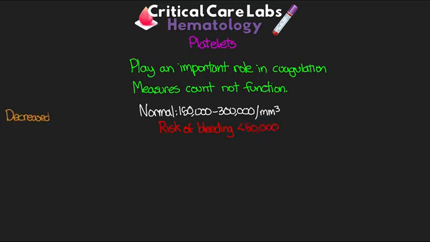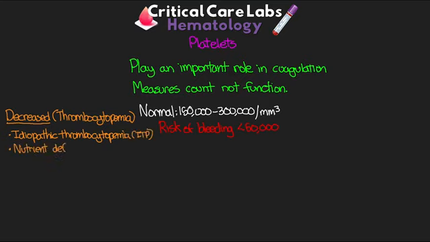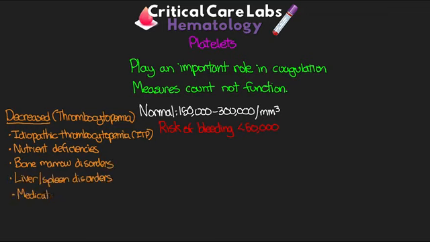Now, if we have decreased amounts, this is what we refer to as thrombocytopenia, and this can be the result of idiopathic thrombocytopenia or ITP, nutrient deficiencies, bone marrow disorders, liver spleen disorders, as well as medications such as our antineoplastic medications, amiodarone, and Protonix.